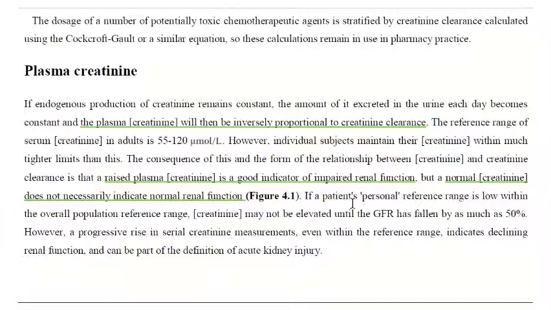إذا كان ال patient's personal reference range is low within the reference range الإجمالي للسكان، فقد لا يرتفع الكرياتينين concentration حتى ينخفض GFR بنسبة تصل إلى 50%. ومع ذلك فإن الارتفاع التدريجي لقياسات الكرياتينين التسلسلية حتى within the reference range يشير إلى انخفاض وظائف الكلى، ويمكن أن يكون جزءا من تعريف definition of acute kidney injury.